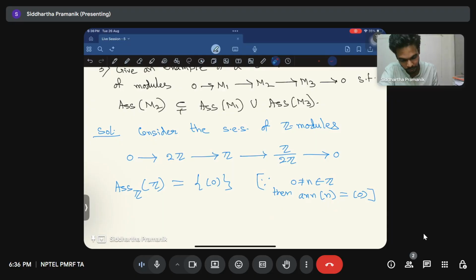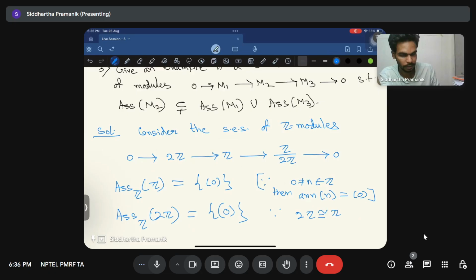Now, what about the associated primes of the left one? Associated prime of 2Z over Z. This is also 0. What is the reason? Because 2Z is isomorphic to Z as abelian groups, so these are isomorphic as Z-modules also. So they should have the same set of associated primes.